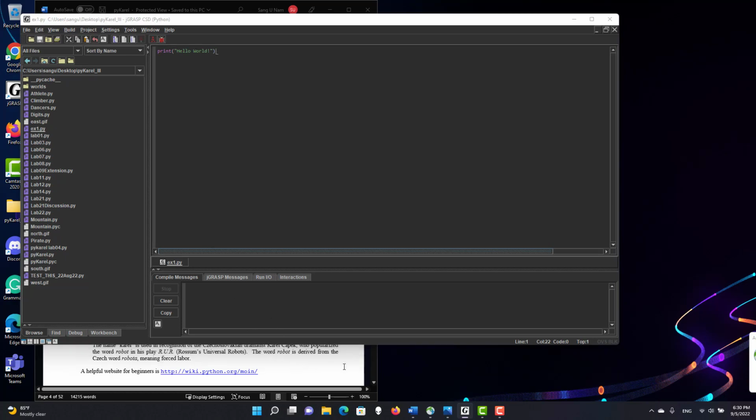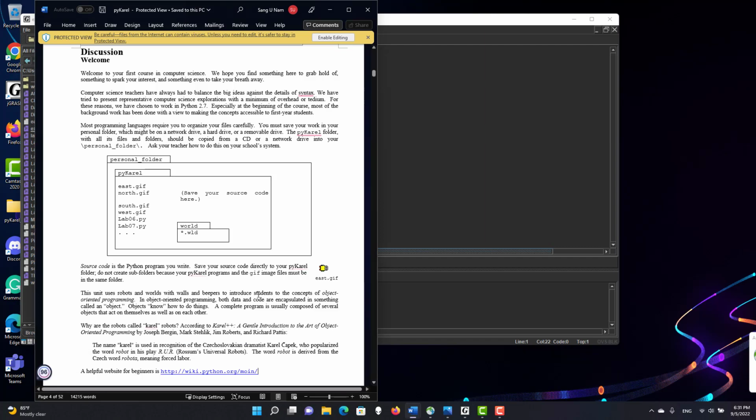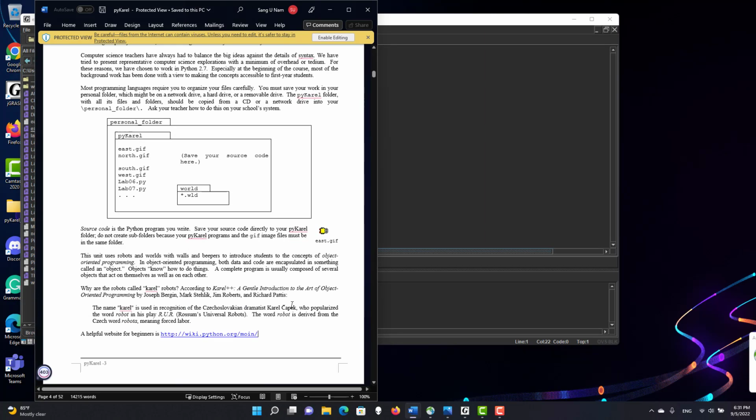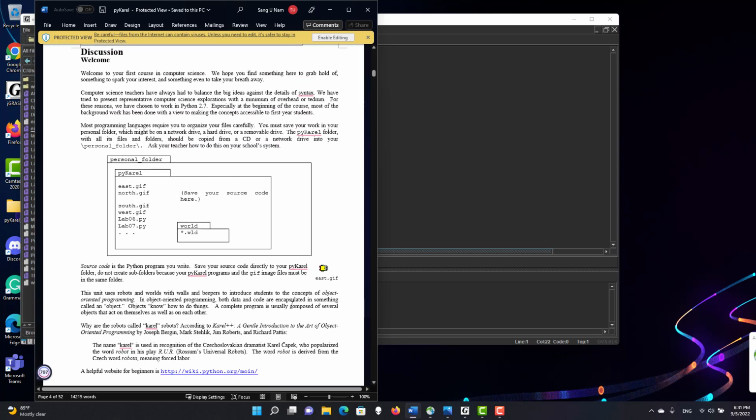Another thing about PyCarol is that it's used for robotics. So technically, there's going to be a lot of controlling the movement of a robot when we work with PyCarol. But essentially, we are using Python, so you will learn how to use Python using these examples of controlling robots.